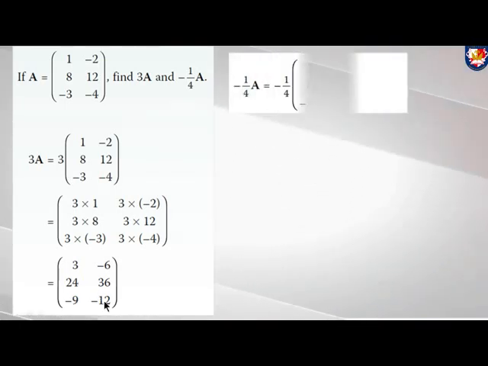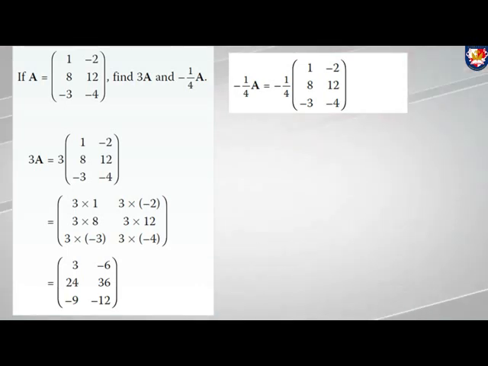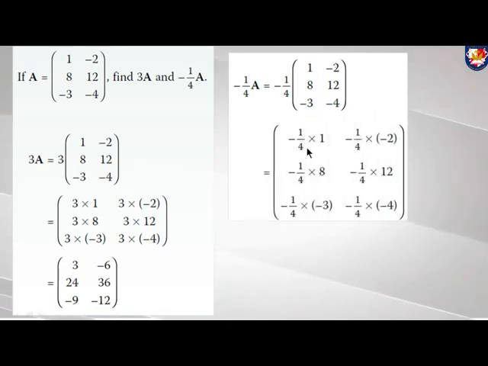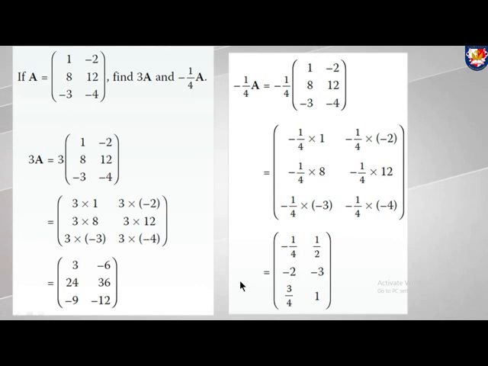How about -1/4 A? The scalar is -1/4, so you just need to multiply -1/4 with every element in matrix A. So you multiply -1/4 to each element, and you will find that matrix -1/4 A equals -1/4, 1/2, -2, -3, 3/4, and 1.